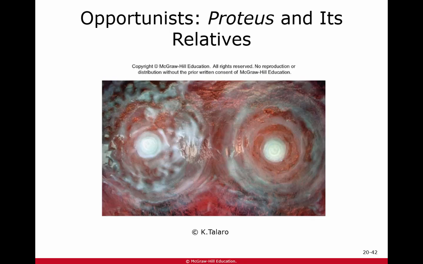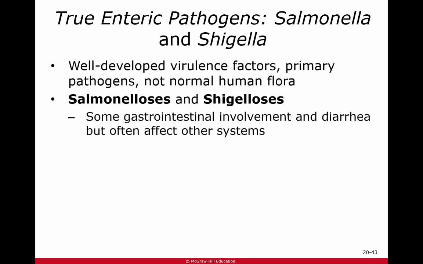The true enteric pathogens have well-developed virulence factors. They are primary pathogens. They are not normal human flora. The Salmonella and the Shigella, this has some gastrointestinal involvement, and there's going to be diarrhea, and it can affect other systems as well.